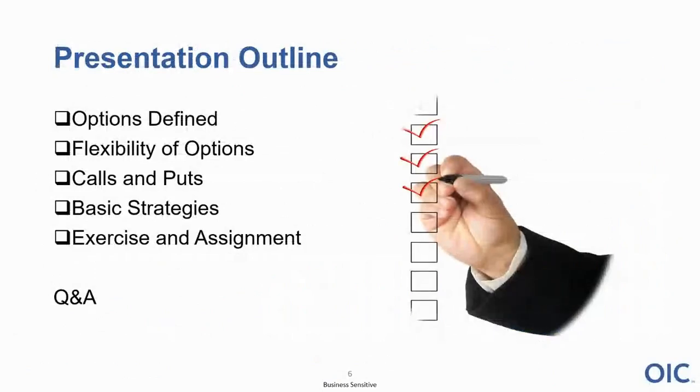So with that in mind, what is it we're going to talk about today? Well, we're going to define what options are, and as I had mentioned, the flexibility of those products. We're going to focus on the two types of options, calls and puts, and then we're going to do a high-level overview of some basic strategies, as well as the exercise and assignment process, and finish things up with Q&A.